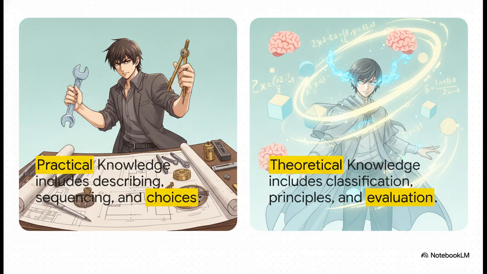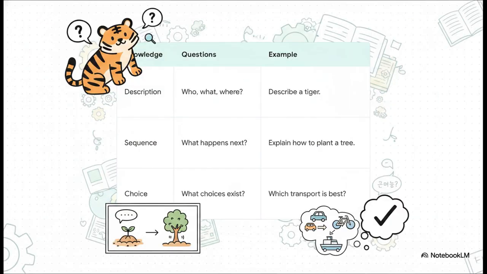To build it, he divides all knowledge into two massive categories: practical or specific knowledge on one side, and theoretical or general knowledge on the other. By breaking knowledge down into these two buckets, Mohan believes you can teach literally any topic while seamlessly integrating language skills. Let's break down the specific tools within these two halves of the framework. So the crucial point is how we break down practical knowledge. This is divided into three areas: description, sequence, and choice.